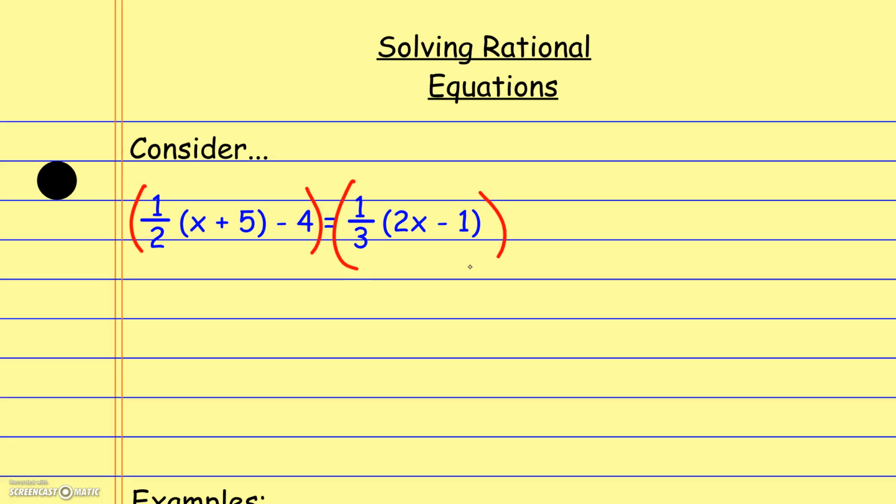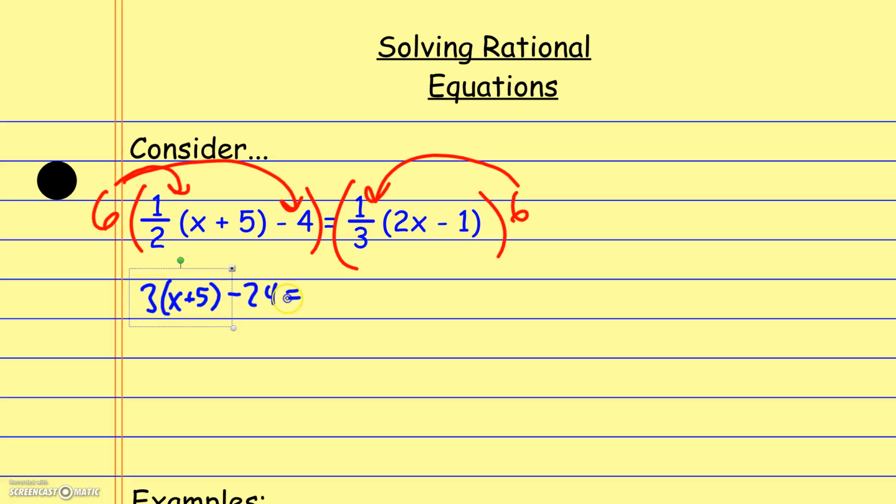And now I distribute this 6 on each side. So here I distribute it to this first piece and to this second piece. Here there's just one piece to multiply it by. What happens here is the 6 and the 1/2 end up giving me a 3, so I end up with 3 times the x plus 5 minus the 24. Over on the other side, I distribute, that's going to give me a 2 times the 2x minus 1. And so what happens when we multiply through by the common denominator, all the fractions go away. And that's the key to this thing.